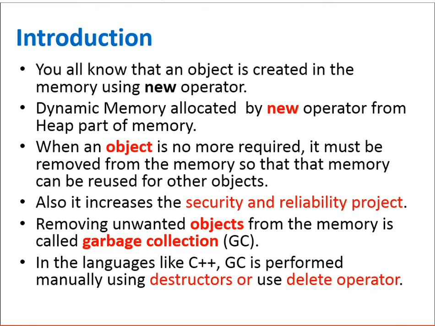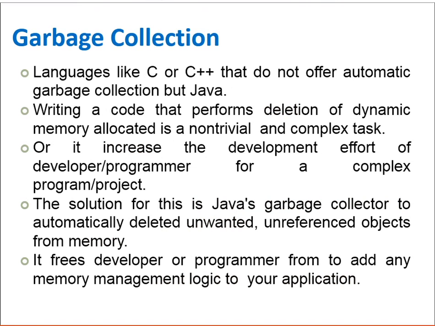Also, it increases the security and reliability of the project. Removing unwanted objects from memory is called garbage collection. And garbage collection is controlled by the JVM, or Java Virtual Machine, in Java. In languages like C++, garbage collection is performed manually using a destructor or the delete operator. Languages like C or C++ do not offer automatic garbage collection, but Java has this facility.